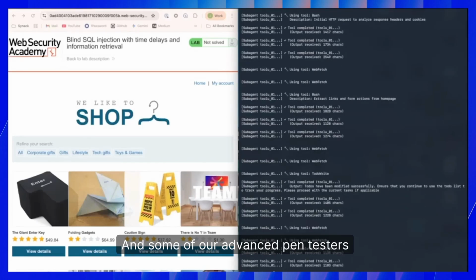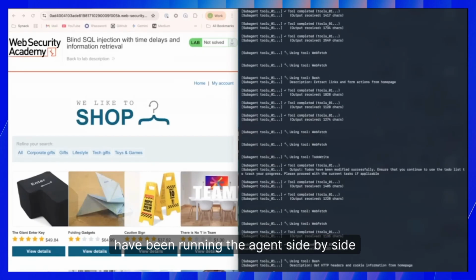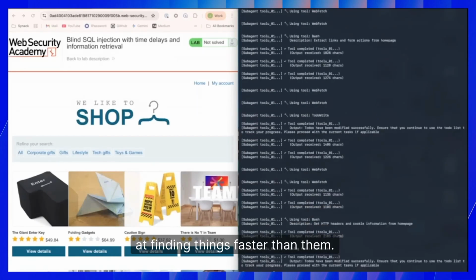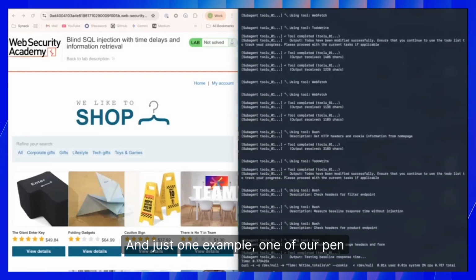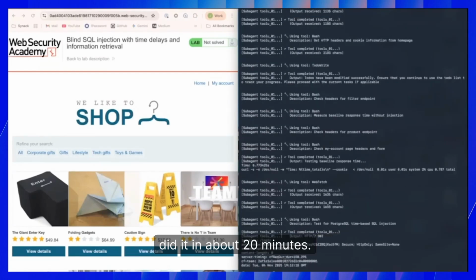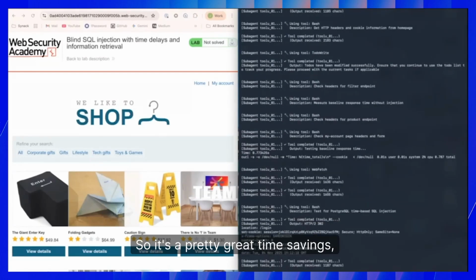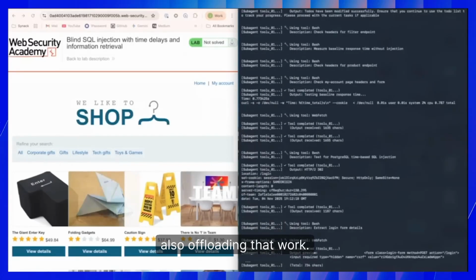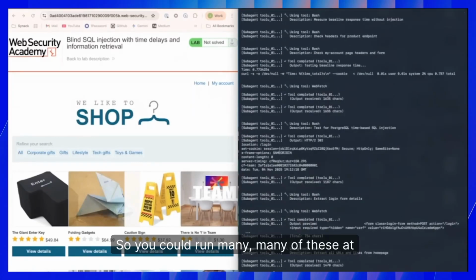And some of our advanced pen testers have been running the agents side by side, and they're finding it's super helpful at finding things faster than them. And just one example, one of our pen testers was saying, this probably would take me 4 or 5 hours. The agent did it in about 20 minutes. So it's a pretty great time savings, especially if you think about, you're also offloading that work to the agent and letting it do its thing. So you could run many of these at the same time.